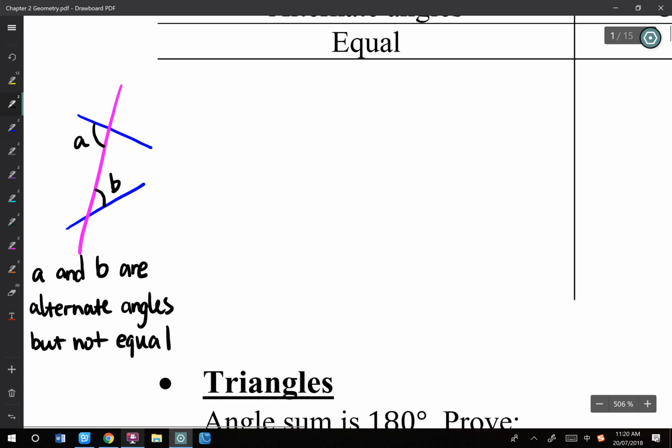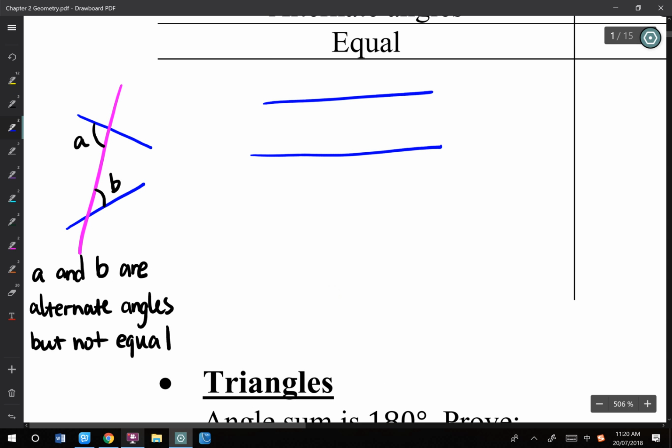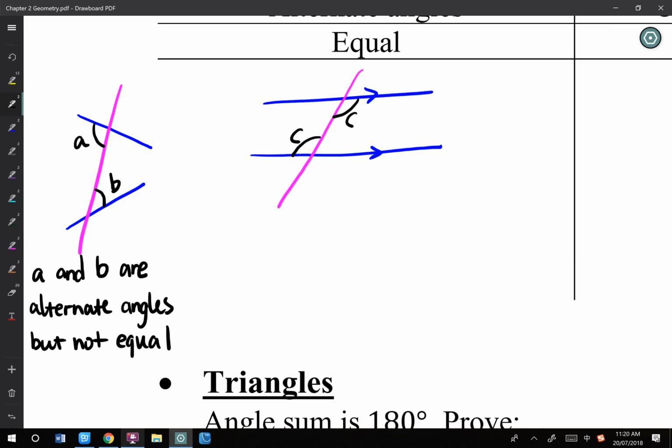But if we have this line and this line parallel, then I draw a third line. This angle, say angle C, and this angle, angle C, are alternate angles, and they are equal, because they are parallel lines. If they are in this particular position, they are alternate angles. But if the lines are parallel, then they are equal.